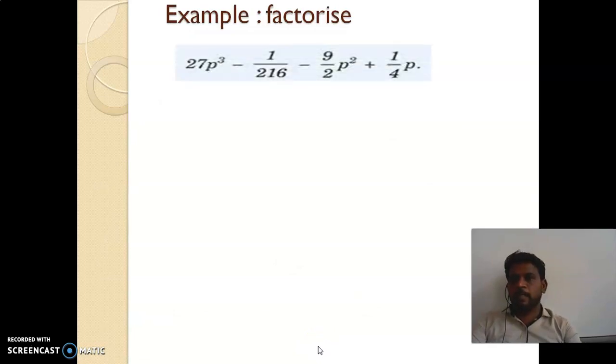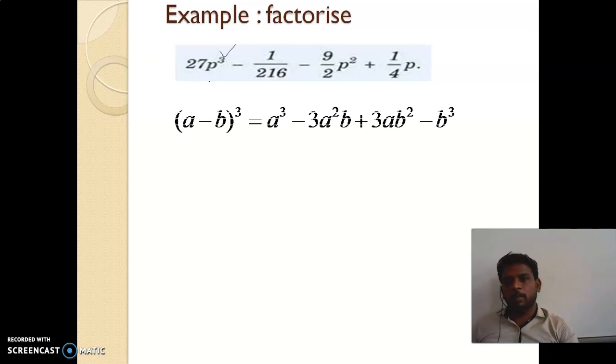Factorize 27 p cube minus 1 by 216 minus 9 by 2 p square plus 1 by 4p. So here cube terms will be there. That is, p cube is there, so definitely it will be a cube term, right? So how can we factorize this, and what type of formula is related to that? So look at the formula. a minus b whole cube equals a cube minus 3a square b plus 3ab square minus b cube. So this formula only we are going to use to factorize the given expression.